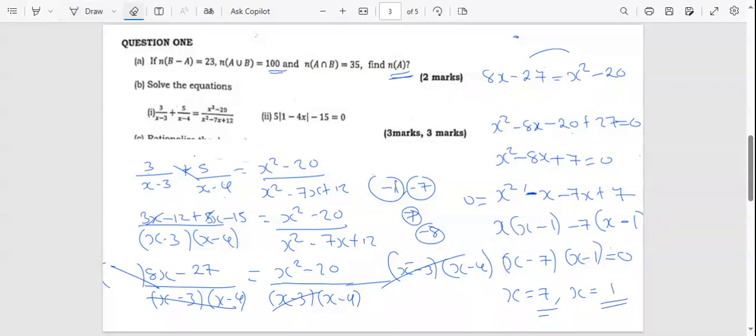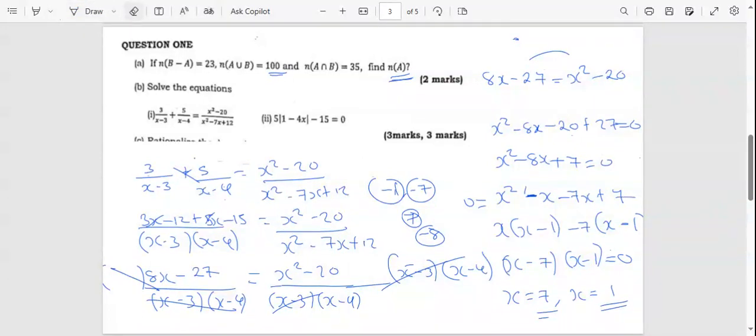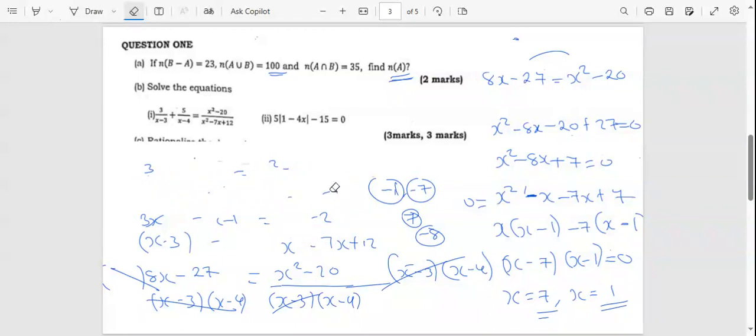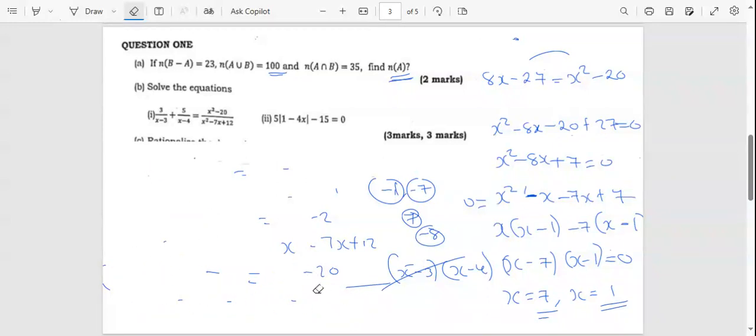Okay, so now that we are done with those ones, let's go and solve this one as well. So solve it very fast.